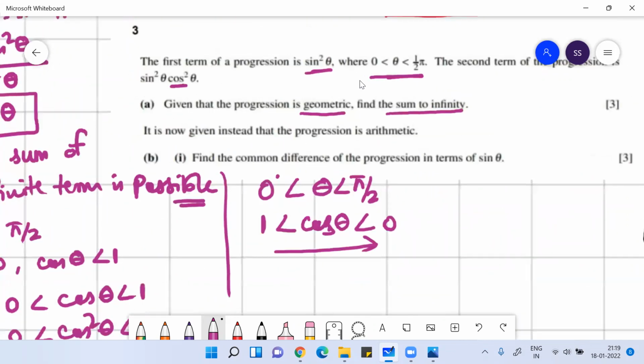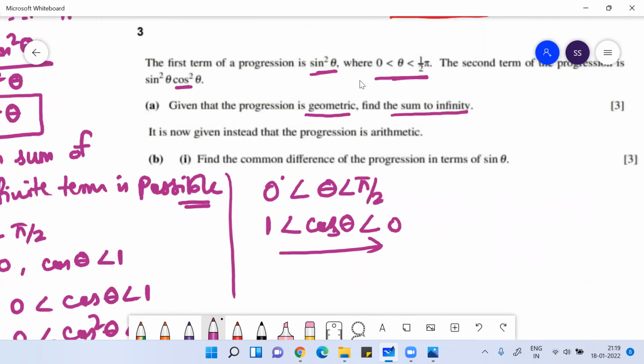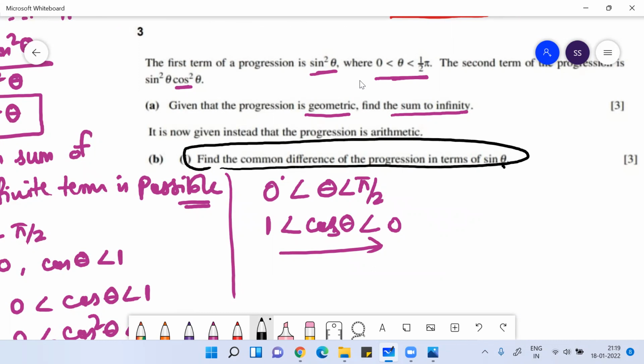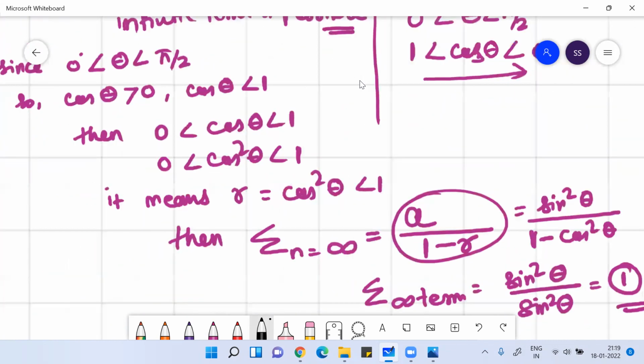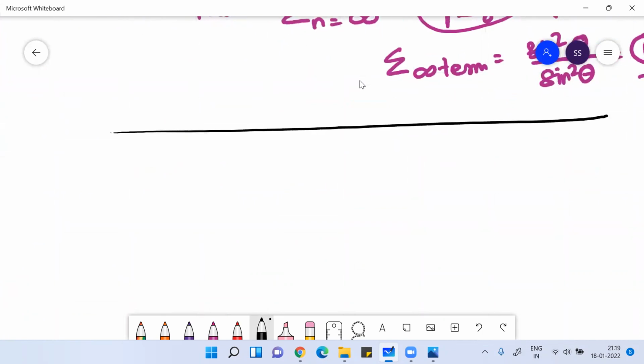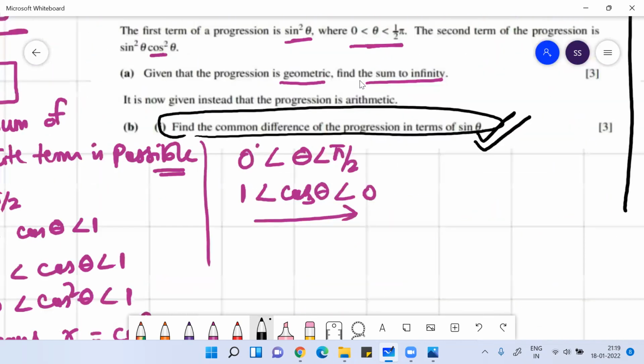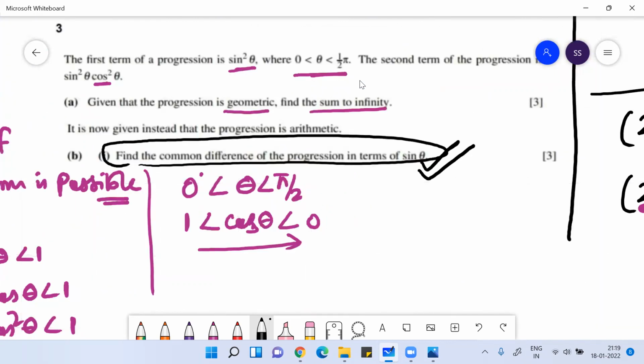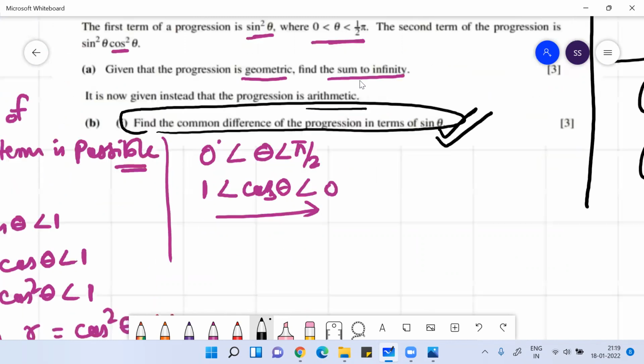Now the second part of the question is to find the common difference of the progression in terms of sine theta. The first term was sine square theta, and the second term is sine square theta cos square theta. In this second scenario, they have given that the progression is an AP, an arithmetic progression. So you need to find the common difference.